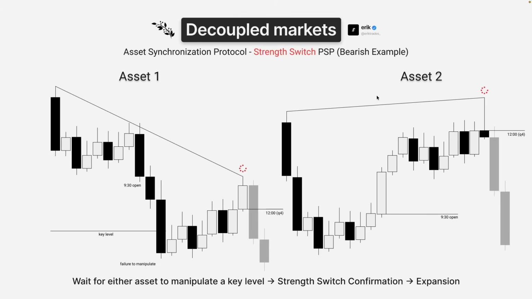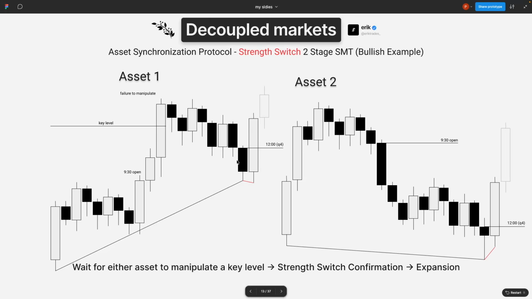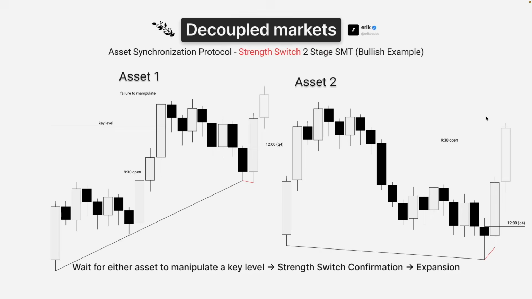So, let's do a bearish example. Again, this is the exact same confirmation, exact same scenario, except instead of a PSP, you have an SMT to confirm that strength switch, right? Exact same logic. 9:30 opens up. We decouple like this. Now the asset that is more bullish, right? Because in a bullish asset, we don't take out the lows, we take out the highs. In a bearish asset, we take out the lows. So the fact that this bullish asset is taking out the low, while this bearish asset is not taking out the low, is a strength switch, right?